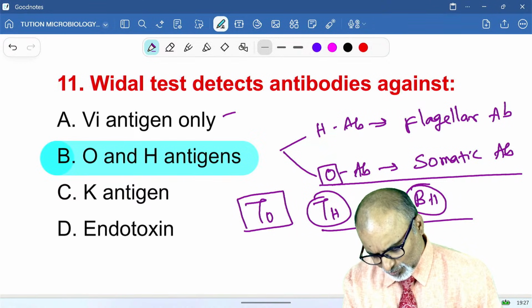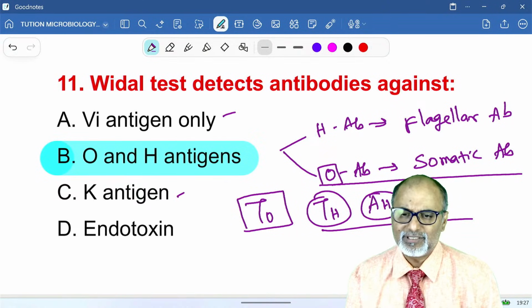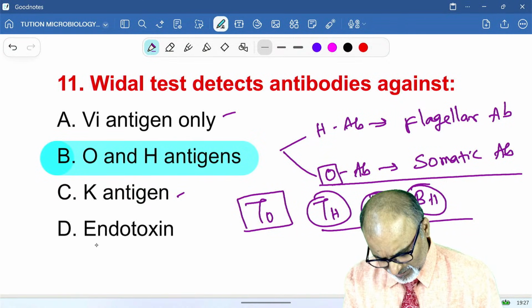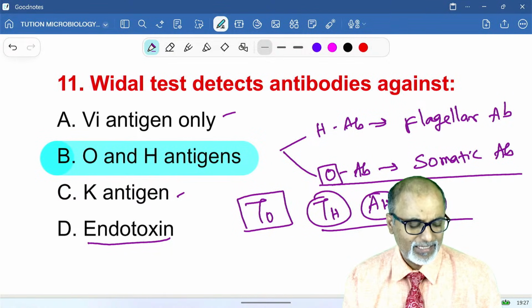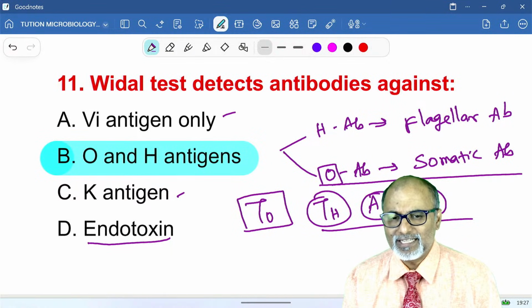Vi antigen, no. K antigen is capsular, in E. coli. The Salmonella endotoxin is not much effective. Some bacteria's endotoxin may not be effective. One is Salmonella.